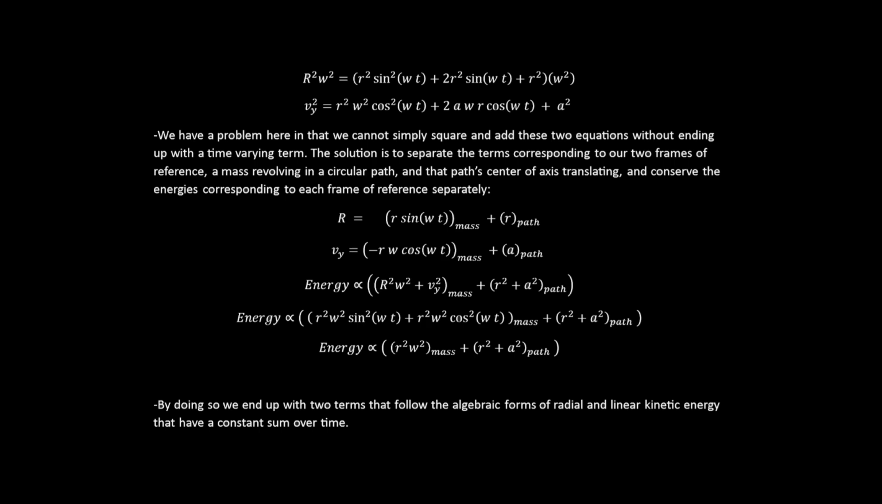in a circular path and that path's center of axis translating, and conserve the energies corresponding to each frame of reference separately. By doing so, we end up with two terms that follow the algebraic forms of radial and linear kinetic energy that have a constant sum over time.